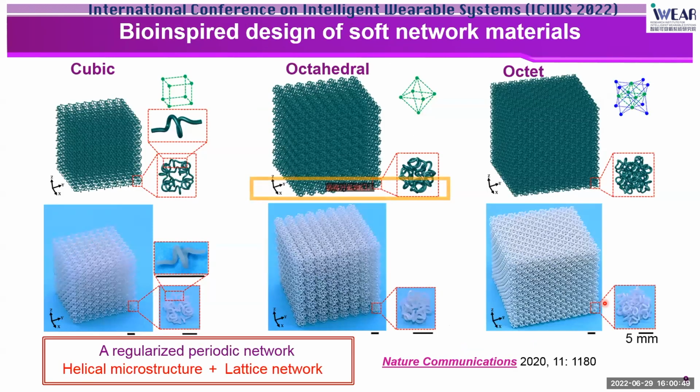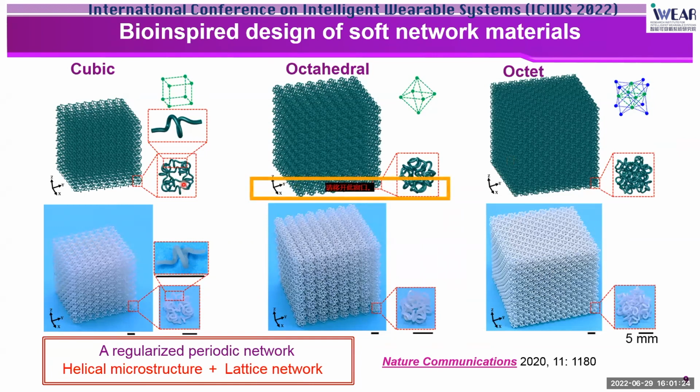So inspired by this deformation mechanism in helical collagen fibers, we propose a biomimetic deterministic design as illustrated on this slide. The key idea is to develop an engineered artificial polymer in which the helical microstructures, inspired by the collagen fiber, serve as the building block, and the periodical lattice pattern forms a regularized network. And in this design, different 3D topologies can be exploited to form the 3D network material.